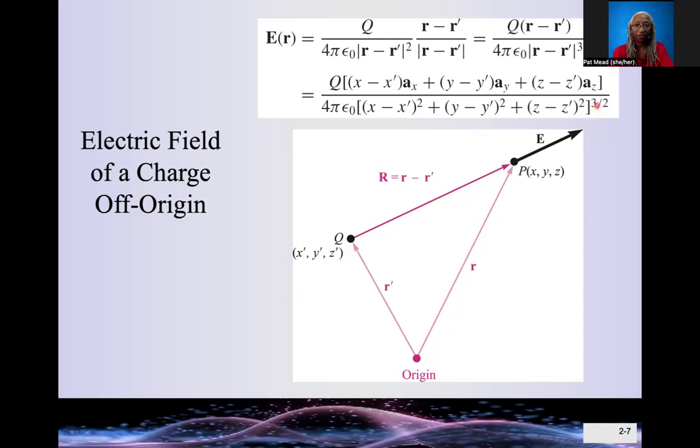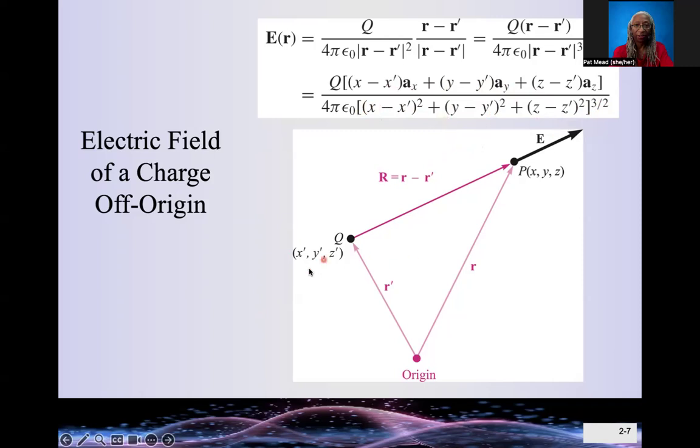Okay, so how do we get 3/2? Well, the magnitude is the square root of the sum of the squares of the components, but we're cubing it. So a square root cubed is 3/2. Okay. So that's how you did it.